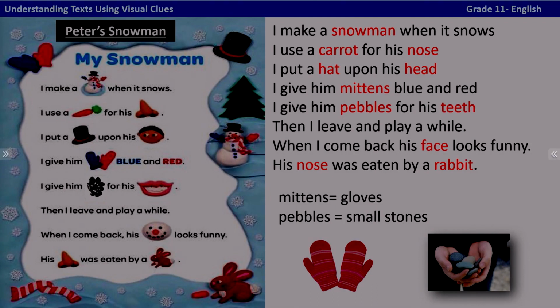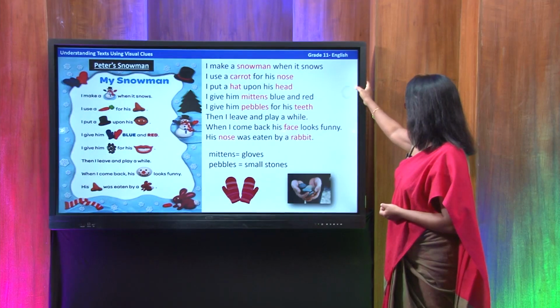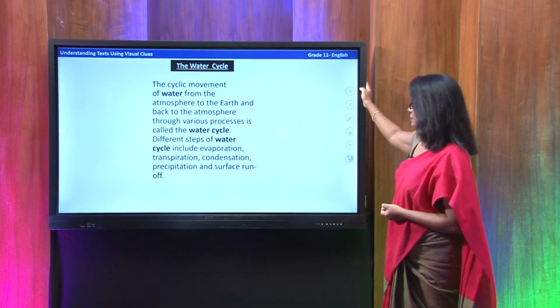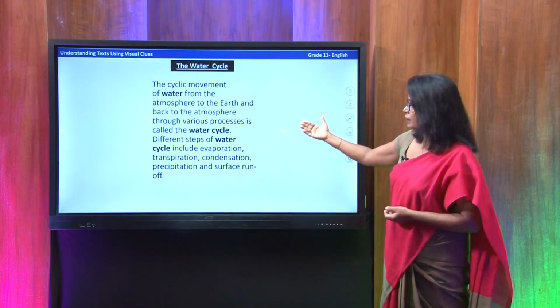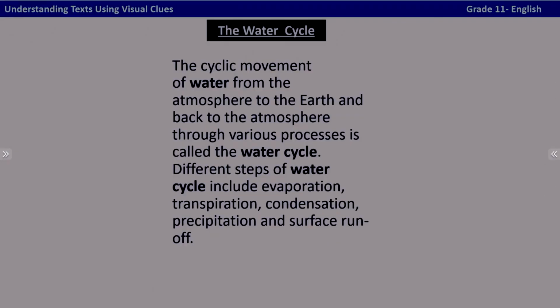Okay, children, let me take you to a more advanced situation now. This is another activity. Now here you have a paragraph. If you look at the paragraph, it's a very short paragraph. And it is on the water cycle. Shall we read it? The water cycle.